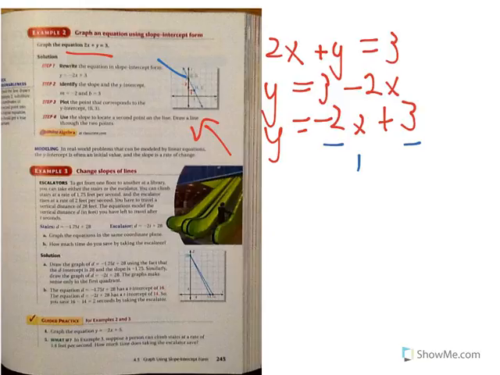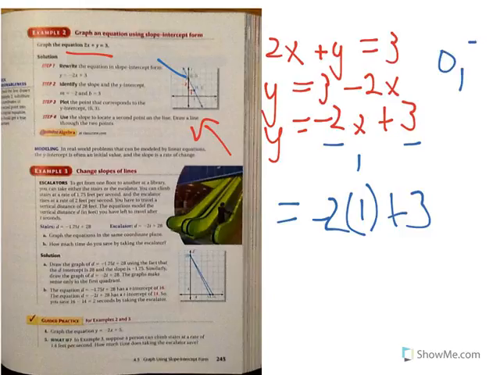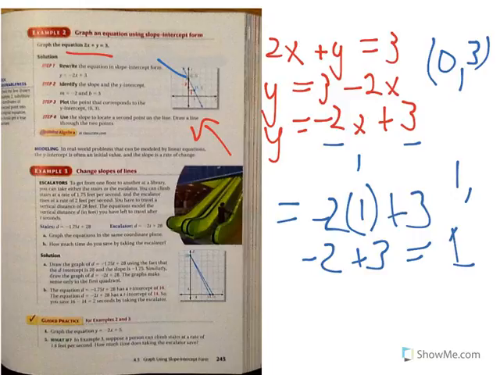And now I just come up with a couple more points. If I want to plug in the value for when x is equal to 1, it's going to be negative 2 times 1 plus 3. The first point is going to be 0, 3. That's the first point. That's the y-intercept. So now I'm coming back to this. If x is equal to 1, it's going to be negative 2 plus 3. Negative 2 plus 3 is going to be positive 1. So the next point is going to be 1, 1.